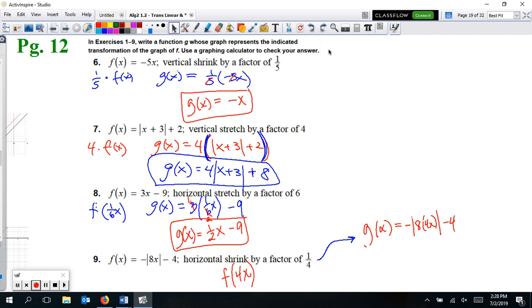8 times 4 is 32. So our final equation, or function, is going to be g of x equals a negative with the absolute value of 32x minus 4.